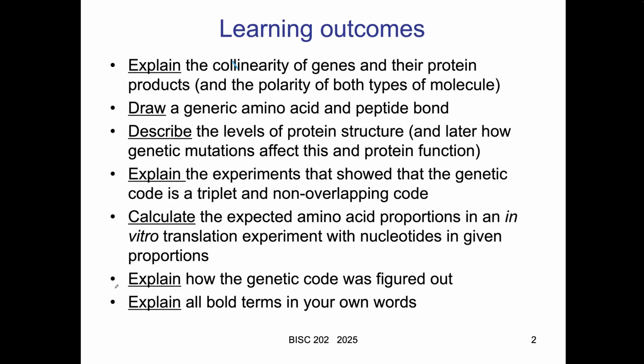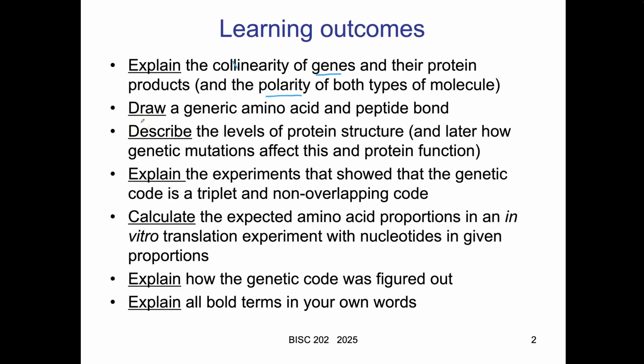What does that mean? And that means also being able to explain the polarity. So both DNA and RNA, of course, and proteins have polarity, which means one end of the molecule is chemically different from another end of the molecule, and so therefore it participates in different kinds of chemical reactions. So anytime, think of north and south poles, they're different from each other, and that's the same here. And there's a connection between the polarity of DNA and the polarity of amino acids.